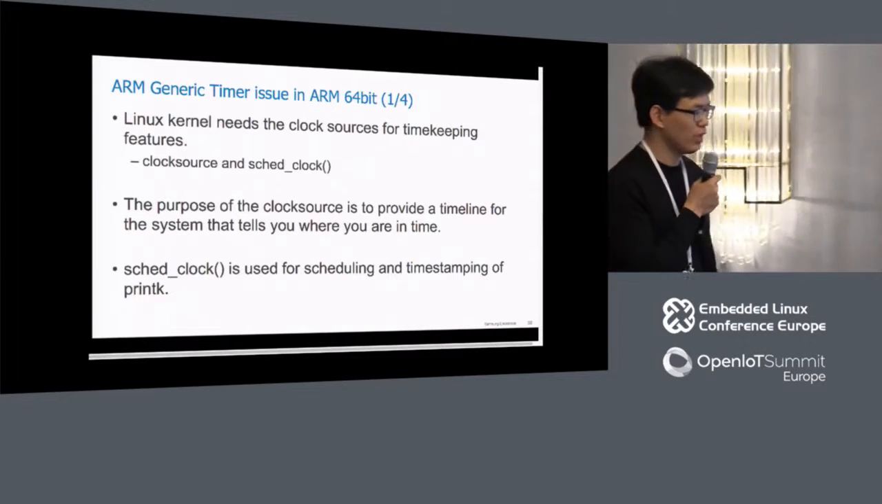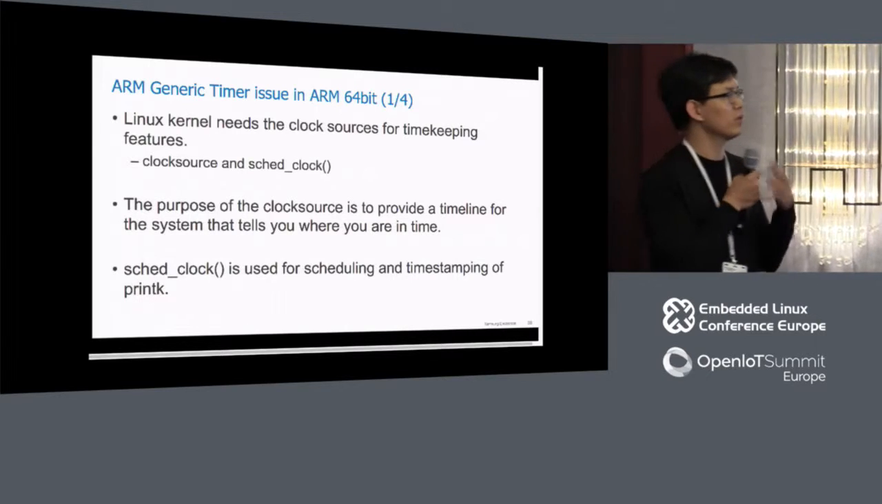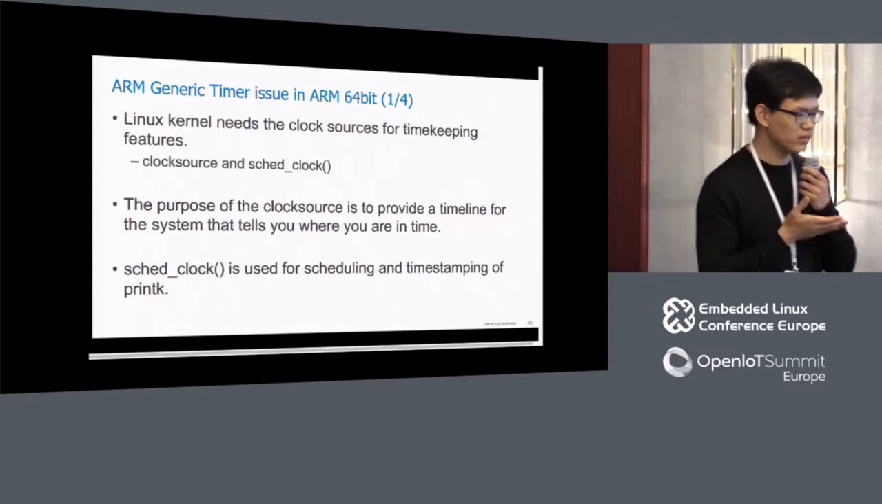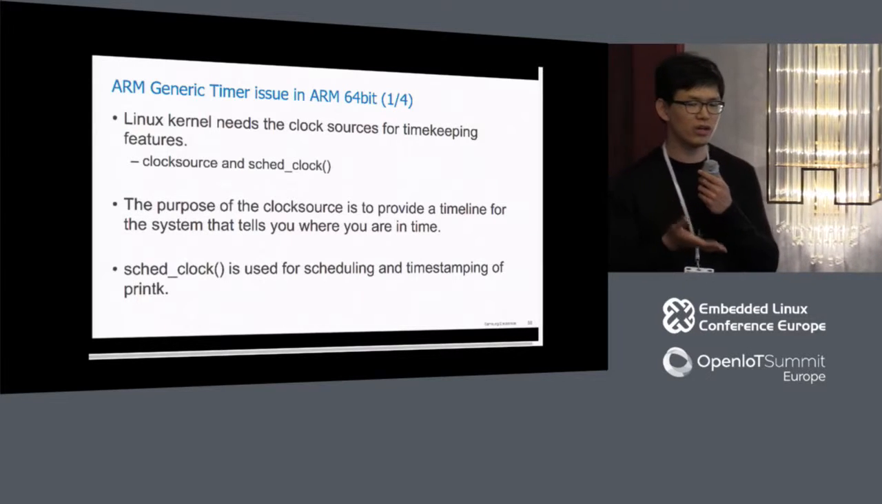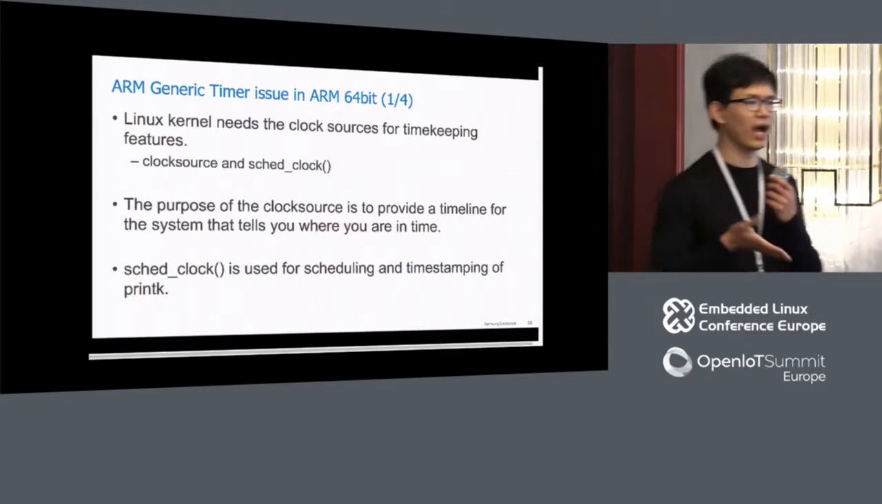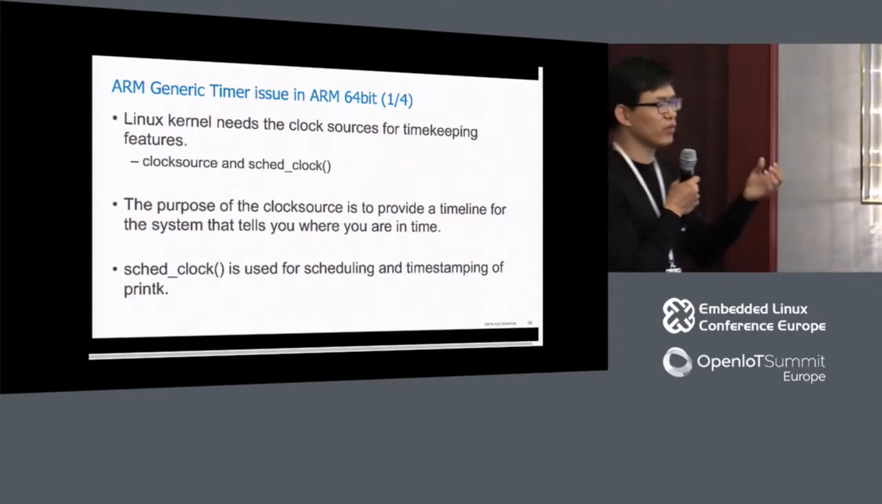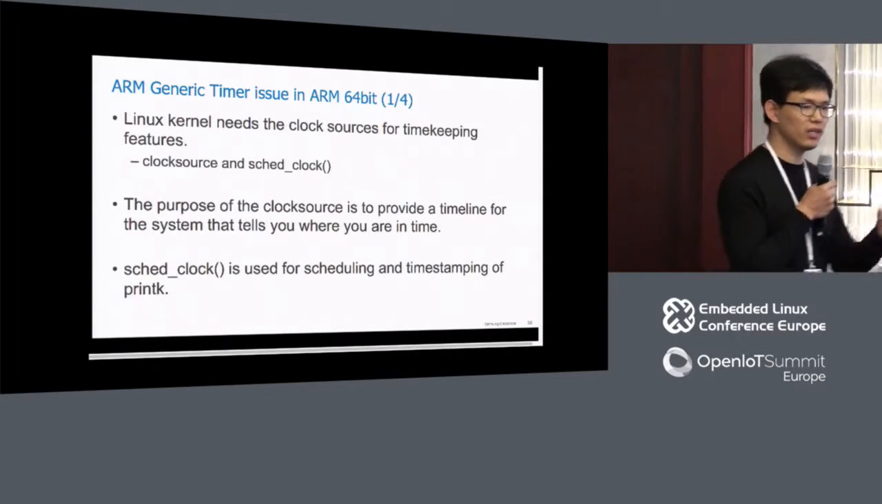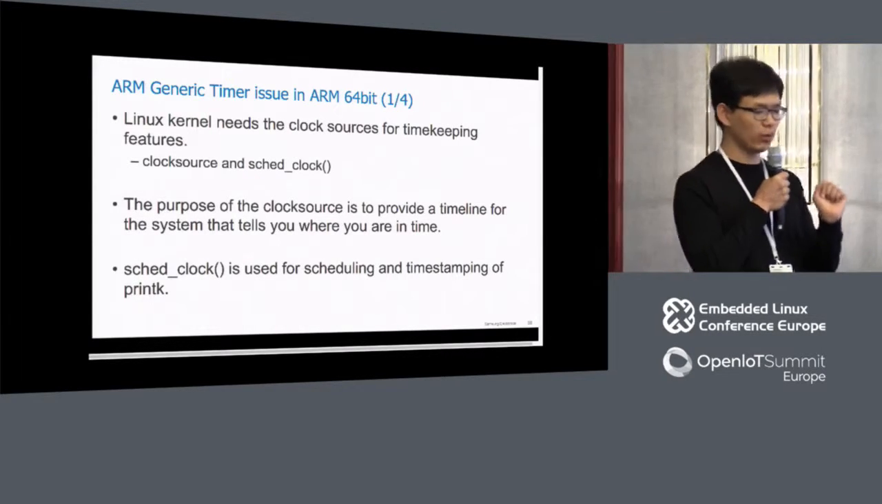And next issue, the ARM generic timer issue that happens on ARM 64-bit. The Linux kernel needs the clock source for timekeeping. So the Linux kernel uses the clock source and sched clock. The clock source provides the time and timeline for the system, and sched clock is used by the scheduler and time stamping for printk.